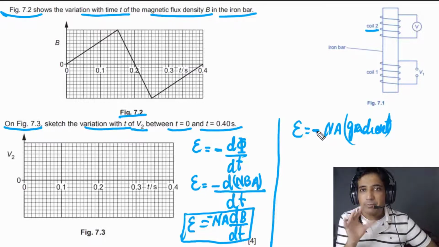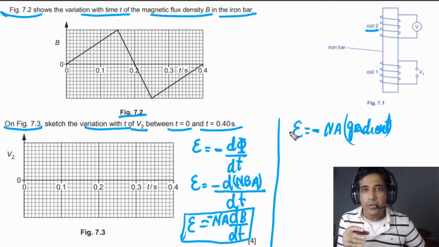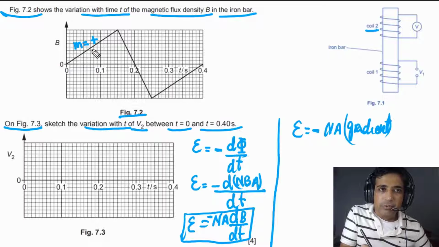This is very important. This negative sign is telling us when gradient is positive, EMF is negative. And when gradient is negative, EMF is positive. So this is very important point we need to understand. Now simply we need to look at gradient of this. As you can see, this gradient is positive. I will be writing M here. M is positive. Gradient is positive. So the EMF has to be negative.